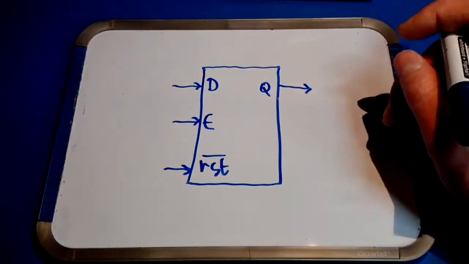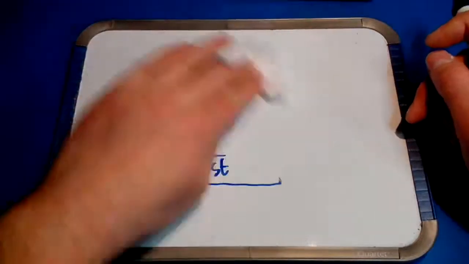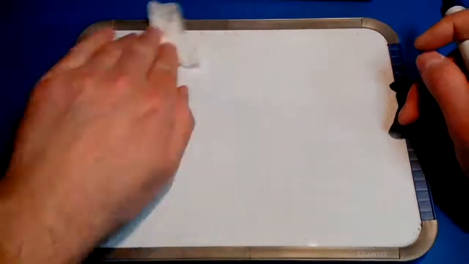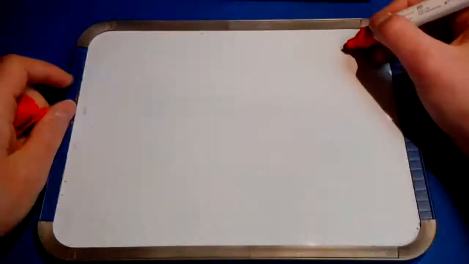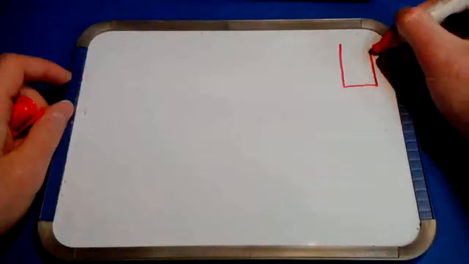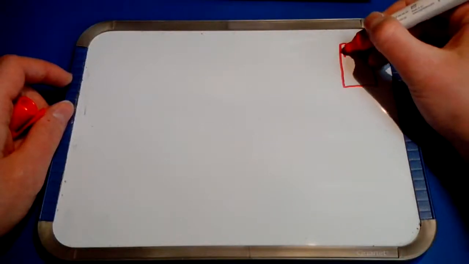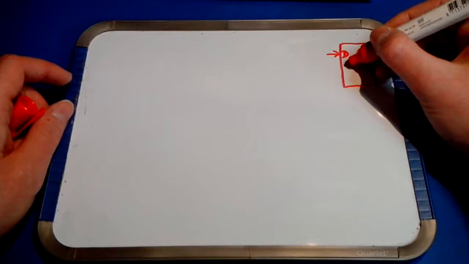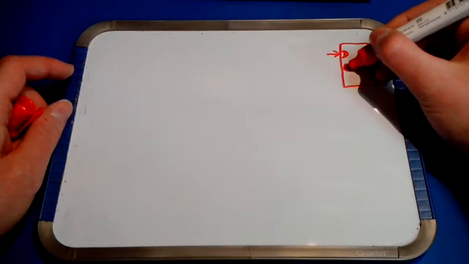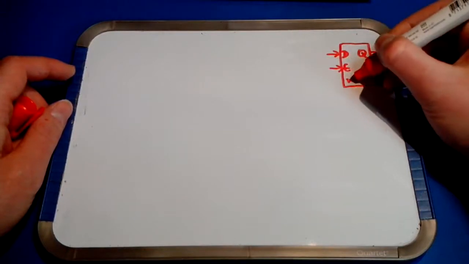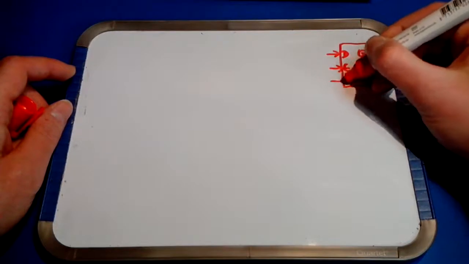Okay, now let's draw this somewhere in a corner. So while we construct this block out of simpler blocks, we can still see what it should look like. There we go.